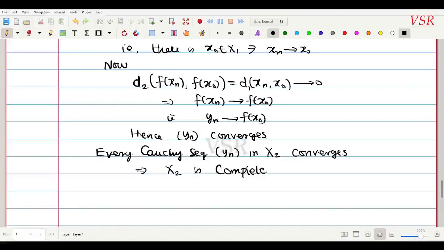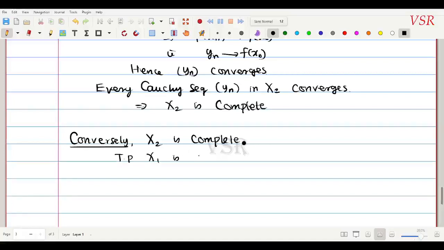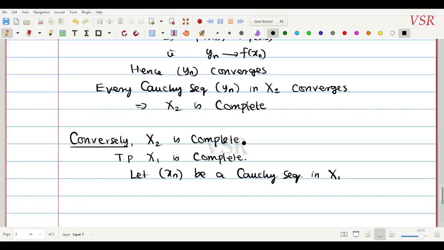அவ்வளவுதான். இப்போ conversely proof பண்ண போறேன். So conversely, X2 is complete. இப்போ நான் என்ன ப்ரூஃப் பண்ணணும்? To prove X1 is complete. அப்போ X1 complete ஆக இருக்குன்னு நான் சொல்லணும். அப்போ என்ன எடுத்துக்க போறேன்? Let xn be a Cauchy sequence in capital X1 ல ஒரு Cauchy sequence எடுத்துக்கிறேன்.